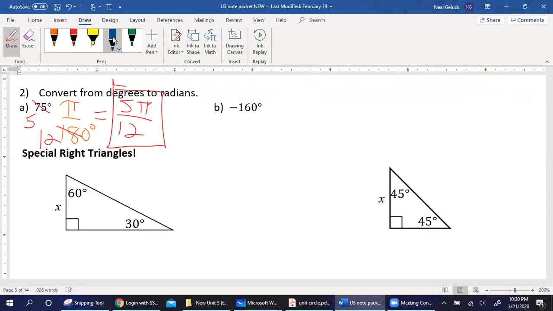Same logic on letter B. I'm going to multiply by pi over 180. And essentially, I'm just going to reduce. Let's see. 20 goes into 160 8 times. Goes into 180 9 times. So this turns into negative 8 pi over 9.